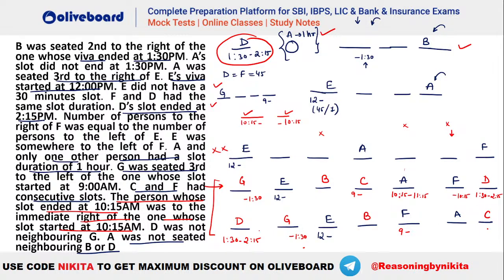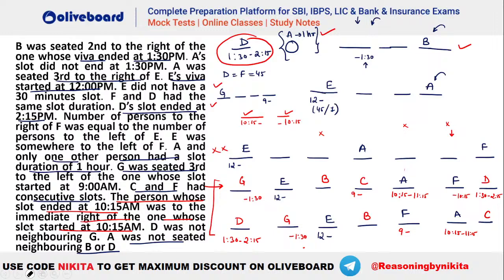ठीक है. Similarly, in the second case, again you can see the only possibility will be A and C here. So that means this will be your 10:15 to 11:15. Okay. And your C will be the one who is ending at 10:15 here. ठीक है, C जो है वो 10:15 पे खत्म होने वाला है. ठीक है, let me write it down once again in case we are not able to see.